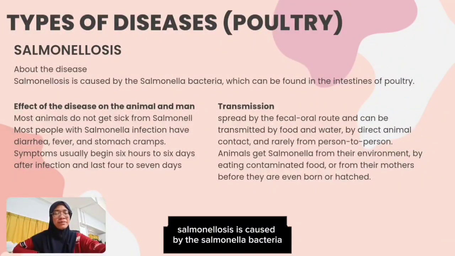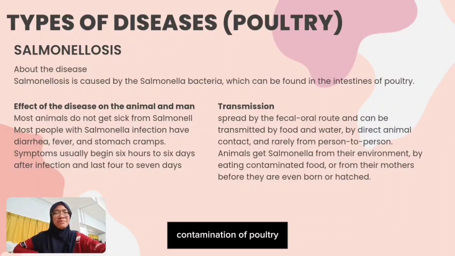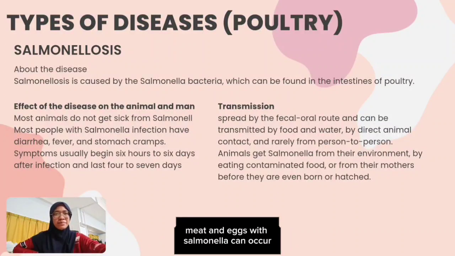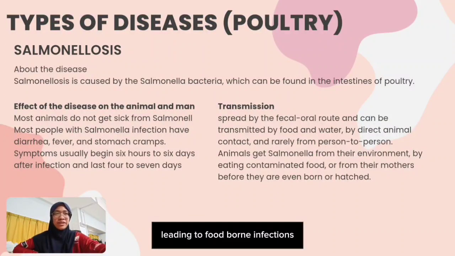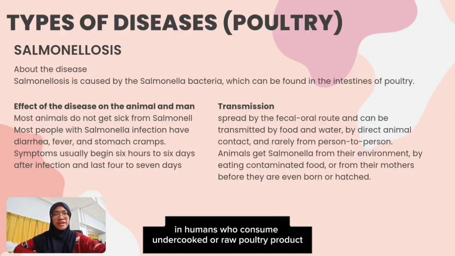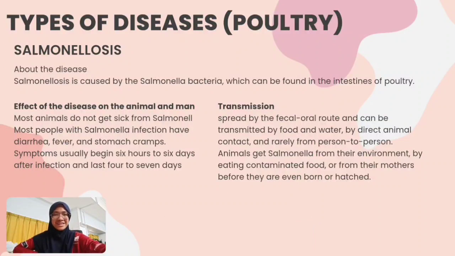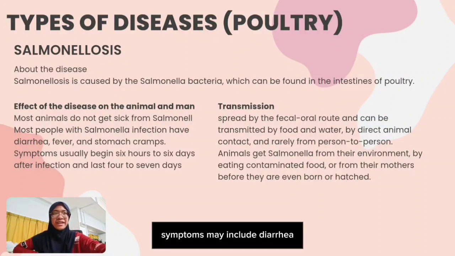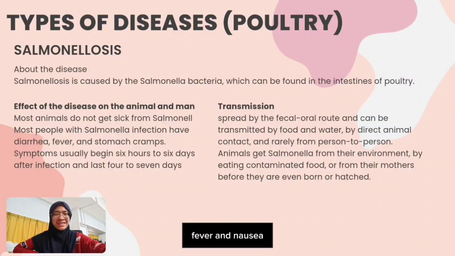About the disease, salmonellosis is caused by the salmonella bacteria, which can be found in the intestines of poultry. Contamination of poultry meat and eggs with salmonella can occur, leading to foodborne infections in humans who consume undercooked or raw poultry products. Symptoms may include diarrhea, abdominal pain, fever, and nausea.